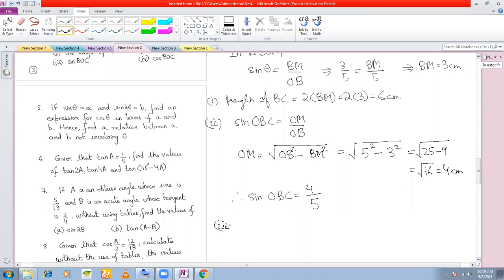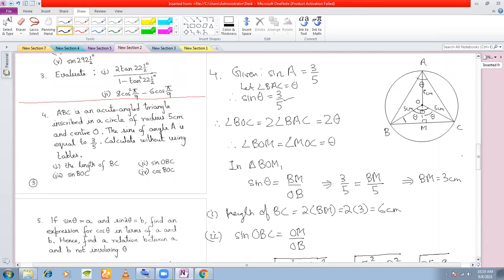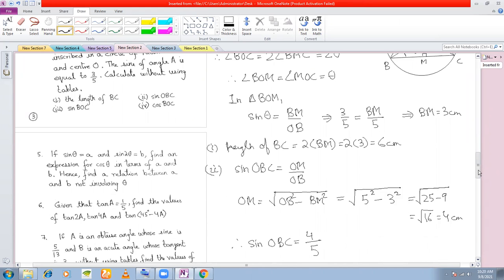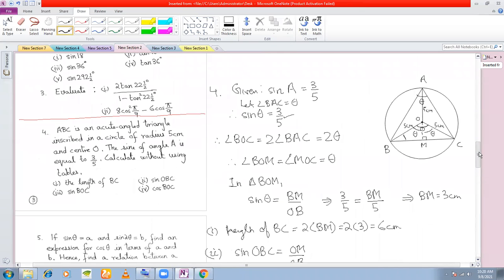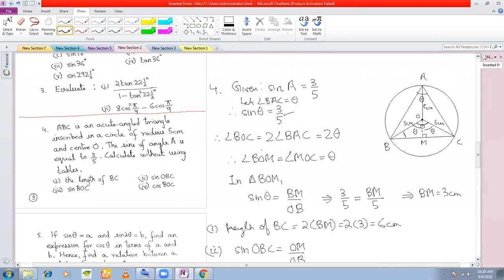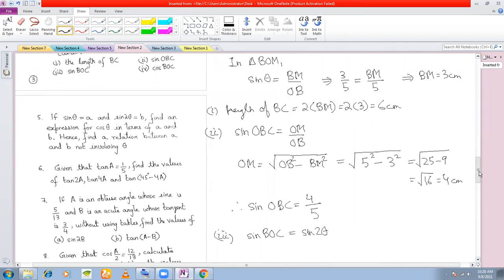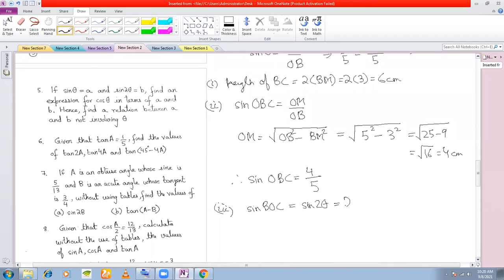Third one, sine angle BOC. Let's locate the angle BOC first. Which one is angle BOC? BOC is the angle 2 theta. Can you see this 2 theta angle here? Yes, sir. BOC is 2 theta. So sine BOC is equal to sine 2 theta. And what is the formula for sine 2 theta? 2 sine theta cos theta.